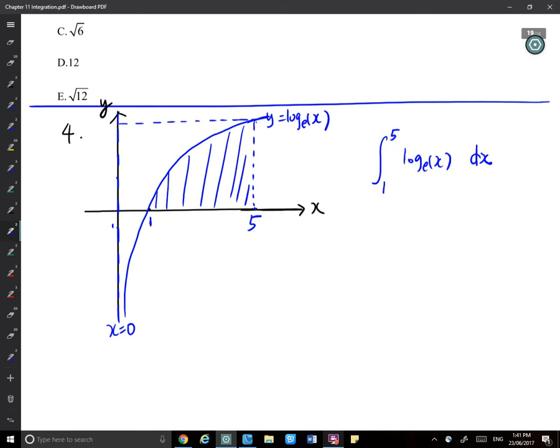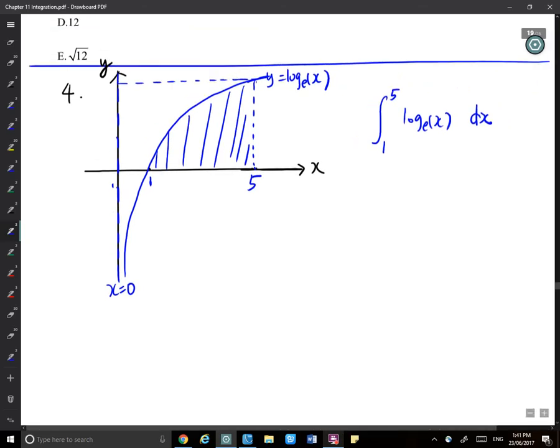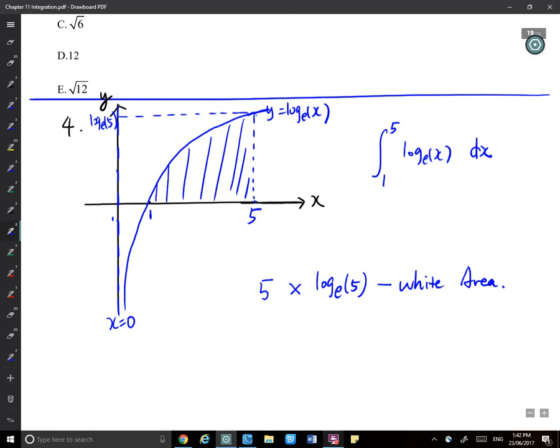So what I can do is use the rectangle. So here is 5. Here will be log e 5. I can use the rectangle, 0 to 5, so that's 5 times log e 5, and subtract the white area. I can use this rectangle and subtract this part.